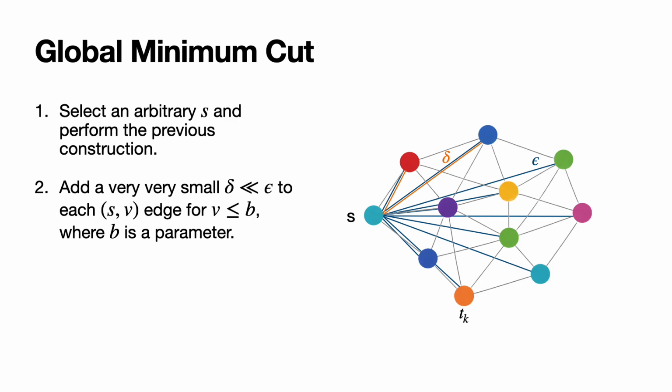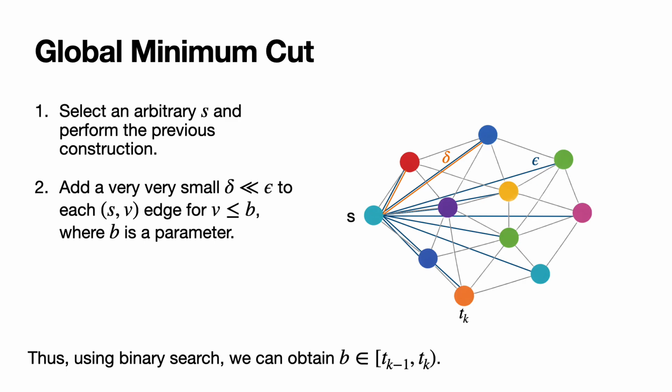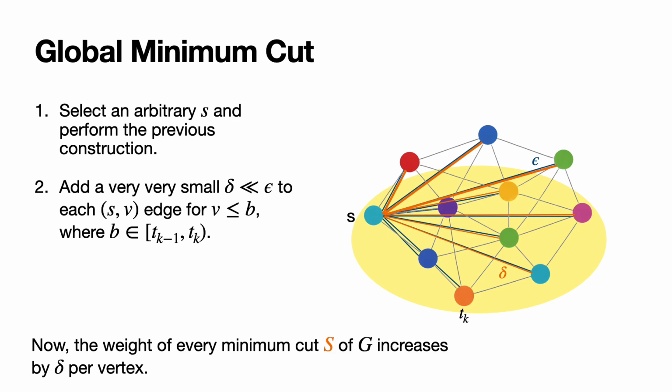Now, this means that just by applying a simple binary search, we can obtain B in this range from T k minus 1 to Tk, right? So let's just assume now that B lies in this range. Good. Now, just note that the weight of every minimum cut S of G increases by delta per vertex, right? A delta per vertex on the opposite side of S, I should say, right? So, for example, in this minimum cut shown in the picture, you can see that there are three vertices on the opposite side of S, right?